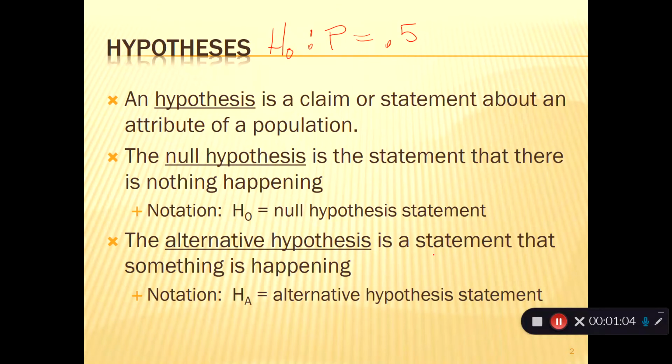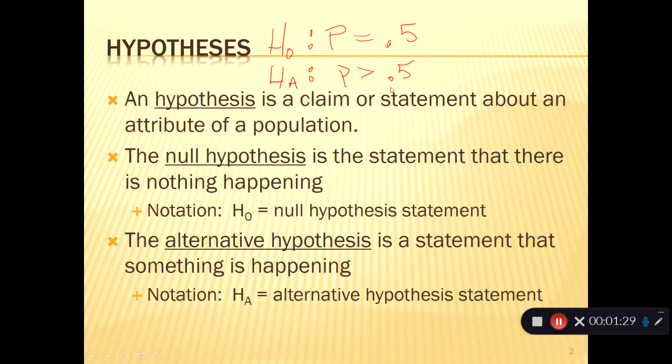Maybe I started a new advertising campaign, and because I did, I want to see if it had an effect and caused more people to transfer. So I would say P is bigger than 0.5 would be my alternative hypothesis. I want to know, did my advertising campaign work? Are there now more community college students transferring to the university than previously?